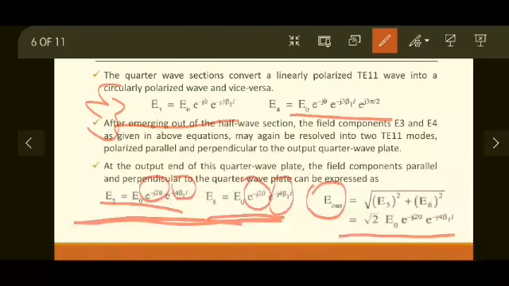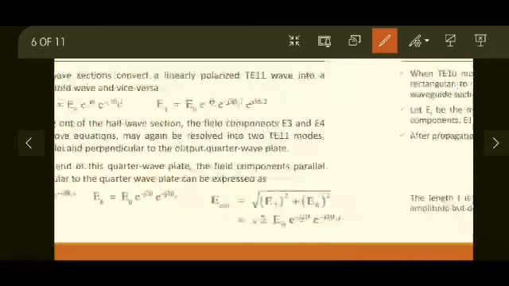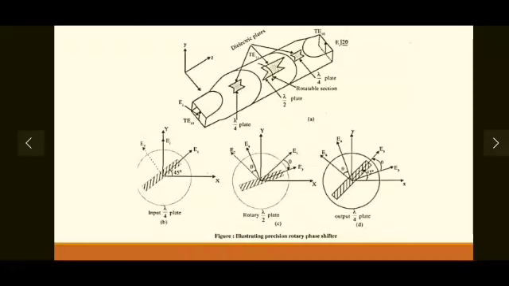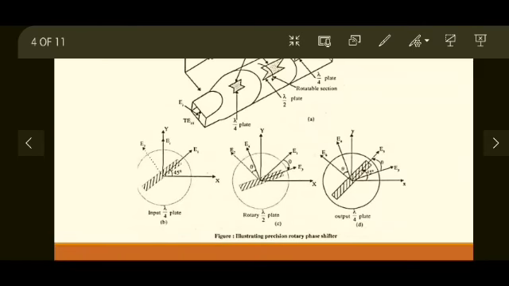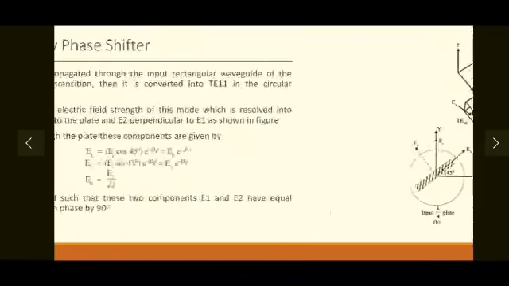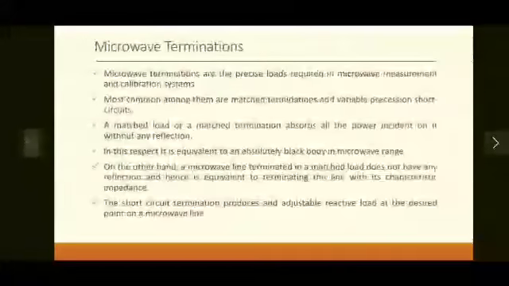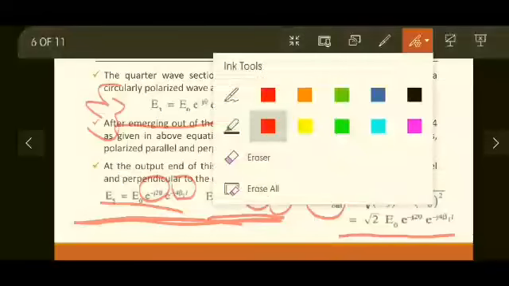If you want to change the phase, what is the key point? For changing the phase, you have to rotate the rotatable section. The amount of rotation you give will produce different phase changes in the incoming signal. So as per the requirement, rotate your middle plate, and that will produce the desired phase change. Okay, so that is how the rotary type precision phase shifter is constructed. This is very useful in several microwave communication circuits.